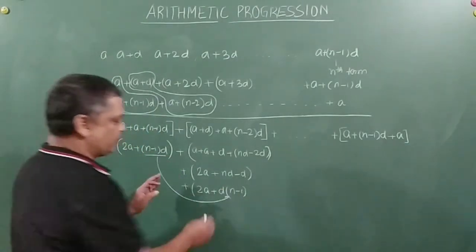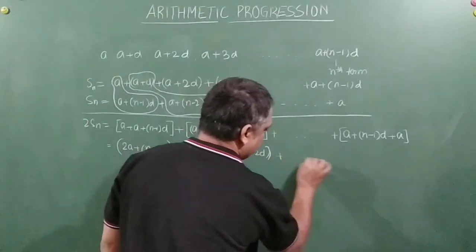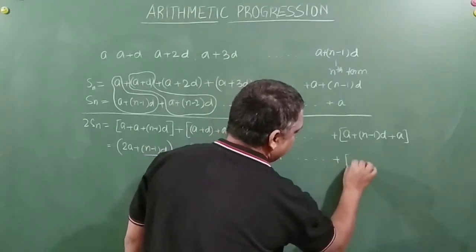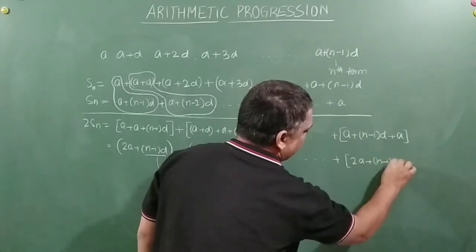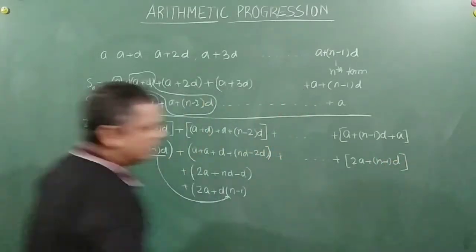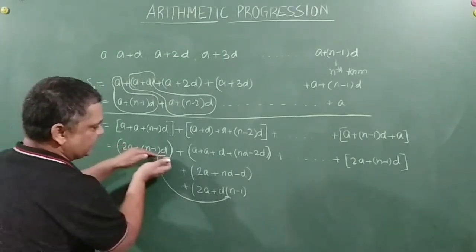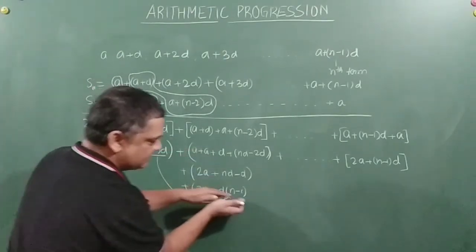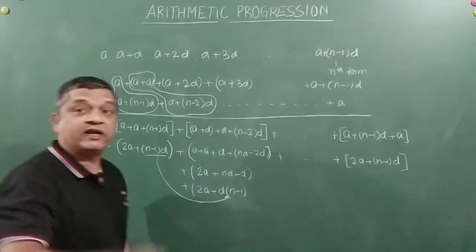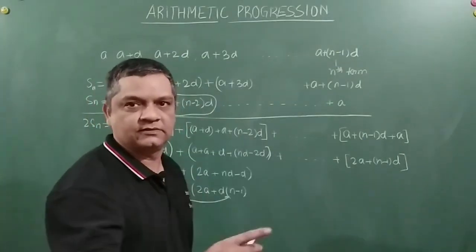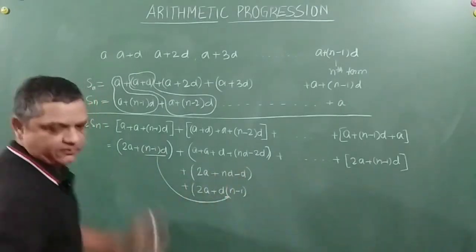So friends, what I am going to do here is that in the next step I will just be revising it, plus so on and so forth. This will be 2A plus n minus 1 into D, right? So we see here that all the terms, your first term 2A plus n minus 1D, second term 2A plus n minus 1D, and last term also 2A plus n minus 1D. Repeated how many times? Repeated n times, right? Okay. So this was just for your understanding, so I'll just rub it off now, right?